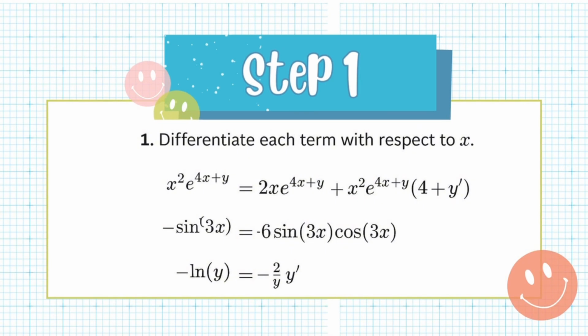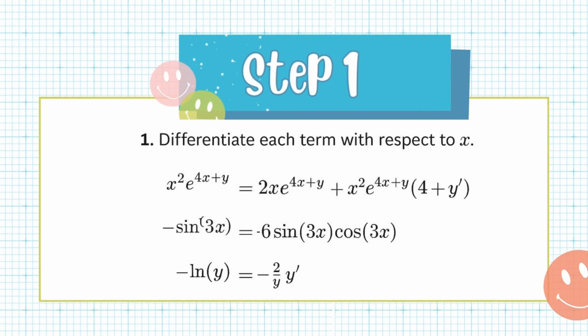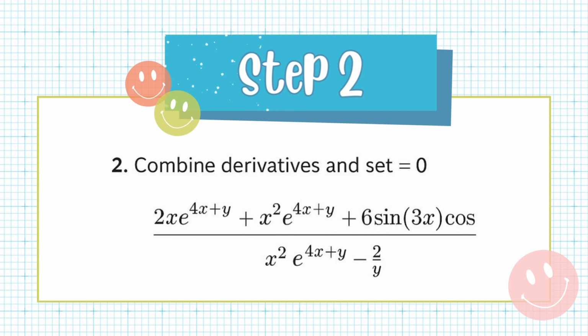For negative sin squared 3x, we got negative 6 sin 3x cos 3x. For negative ln y squared, we got negative 2 over y times y prime. For step 2, we have to combine the derivatives and set to 0. 2x e to the power of 4x plus y plus 4x squared e to the power of 4x plus y plus 6 sin 3x cos 3x, divided by x squared e to the power of 4x plus y, minus 2 over y.